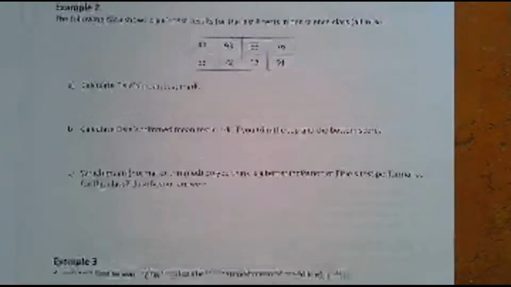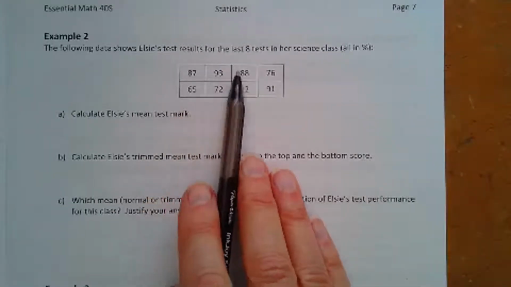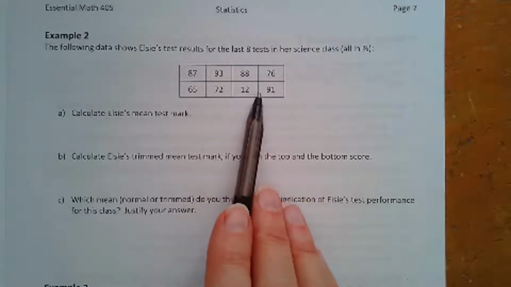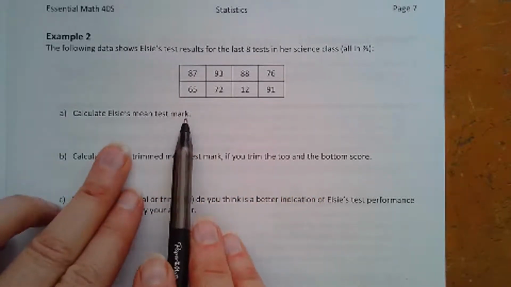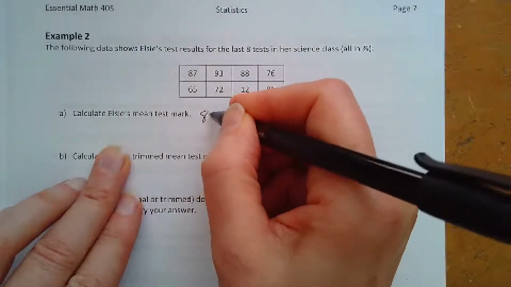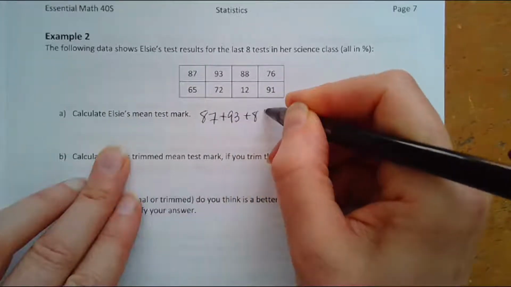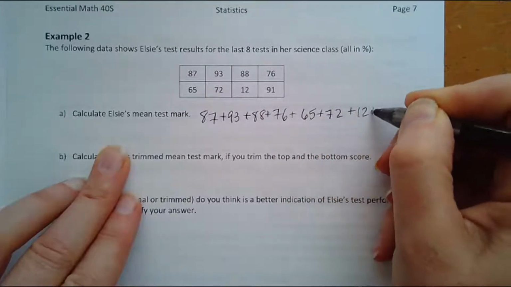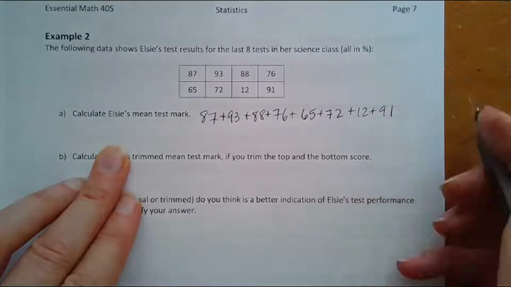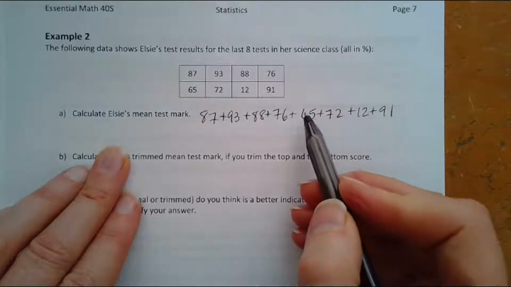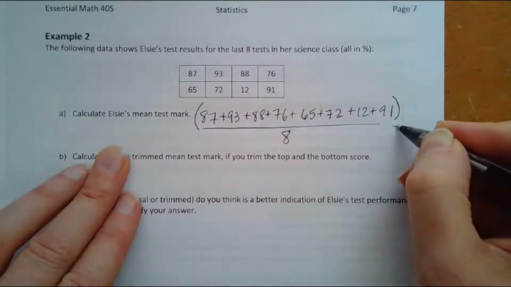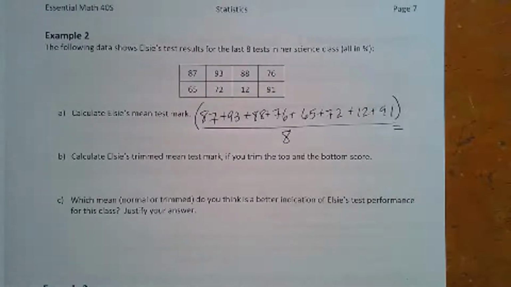Okay, I'm going to move on to page 7, example 2. The following data shows Elsie's test results for the last 8 tests in her science class. These are all percents. So she got 87, 93, 88, etc. 1, 2, 3, 4, 5, 6, 7, 8. Calculate her mean test mark. Okay, so all I have to do is add these numbers up. I'm just going to count again to make sure I have all of them represented. 3, 4, 5, 6, 7, 8. Yeah, I'm going to put my brackets around to remind you that you have to subtotal that first. And I'm going to divide by 8 because there's 8 of them. Okay, and we're going to calculate Elsie's mean mark.